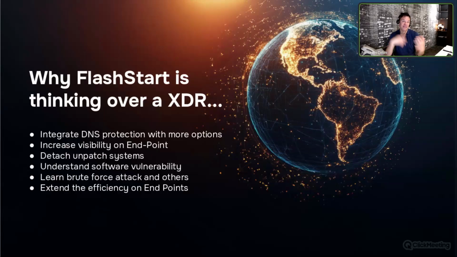Why are we thinking today of adding a primary sort of XDR? Because point number one, we want to integrate DNS protection, which is our core business, because FlashStart's core business is DNS protection, but we want to add more options. We also want to increase visibility on endpoints and offer network admins visibility around software vulnerabilities, software patching, and brute force attacks over endpoints.